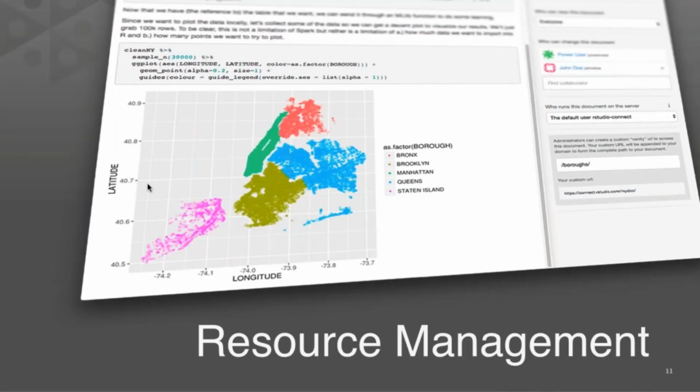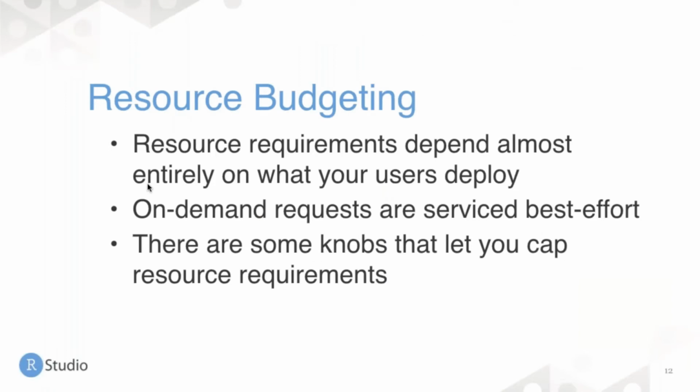We can transition into resource management now, which is a bit more of a complex topic. One of the most common questions that we get around Connect is the idea of resource budgeting, or how large should my server be? The difficulty in answering this question is that the requirements almost depend entirely on what your users are deploying. If you just have a couple of simple dashboards that are updated once a day, you could probably get away with running this on something very, very small. Even a Raspberry Pi could probably handle that kind of workload.